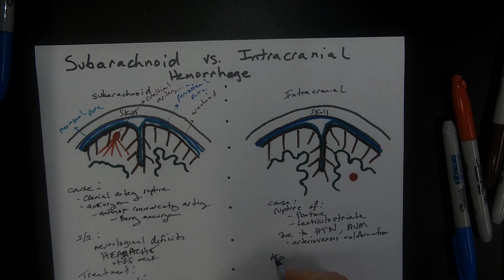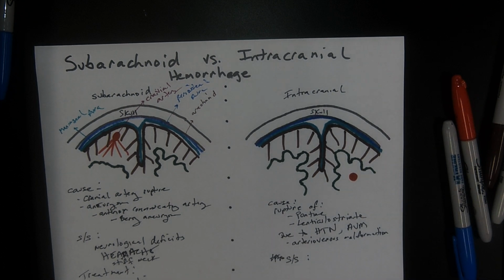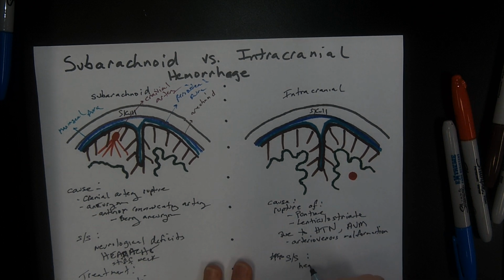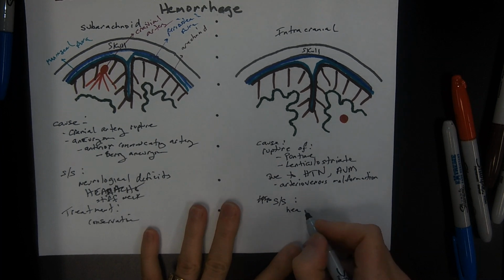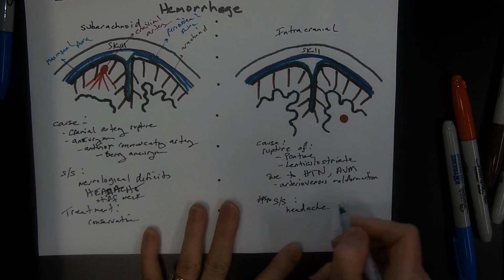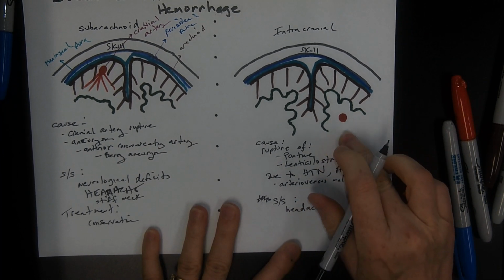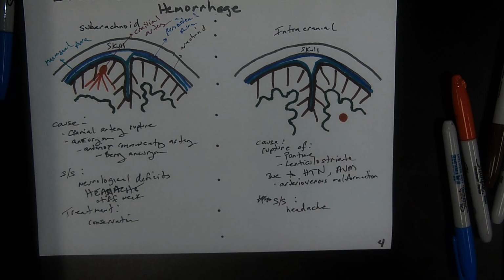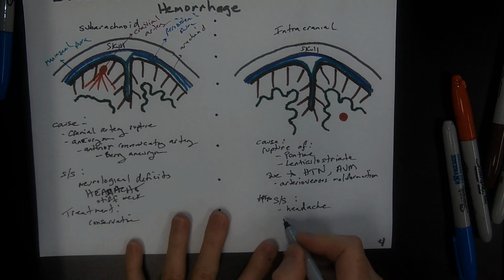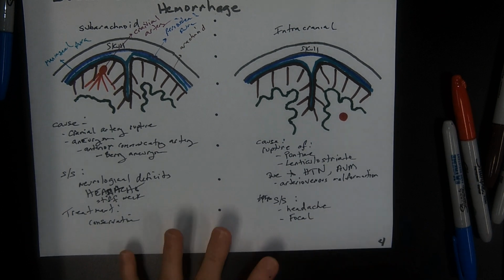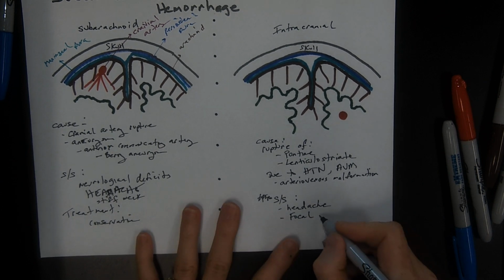let's go with signs and symptoms first. Sorry. Let's talk about signs and symptoms. As far as signs and symptoms, you can have a headache. Again, anytime you have a buildup of blood, it's going to cause an increase in pressure because the skull is keeping things compact. And then you're going to have something called focal. Focal means in a very specific place, focal neurological deficits.